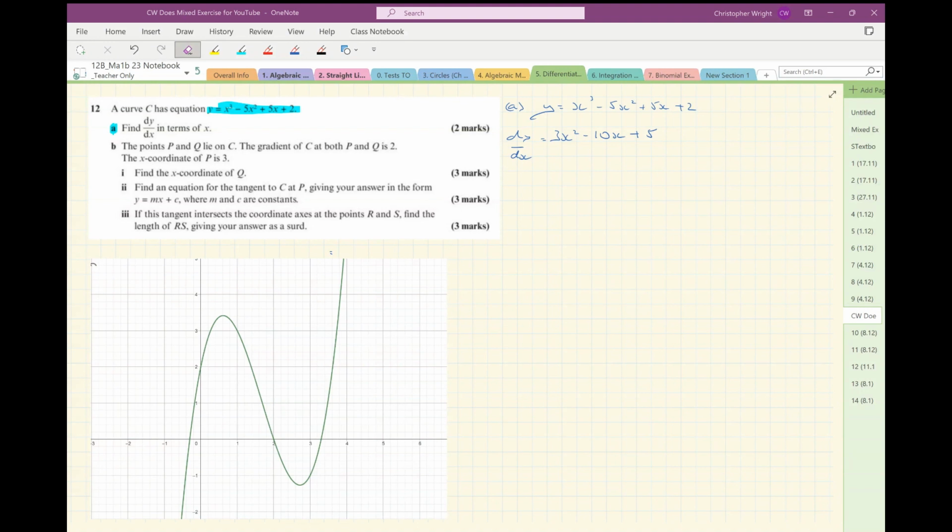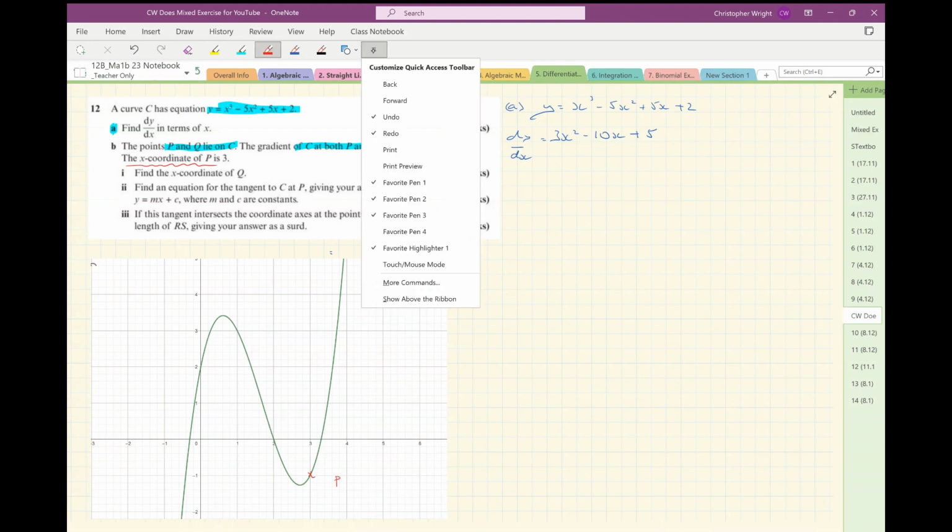Part B. Okay. Now in part B, I'm told that the points P and Q lie on C, and that the gradient of the curve at point P and at point Q is 2. And I'm told what the x-coordinate is of P. The x-coordinate of P is 3. So this point here must be the point P, and the gradient of the curve at that point is 2.